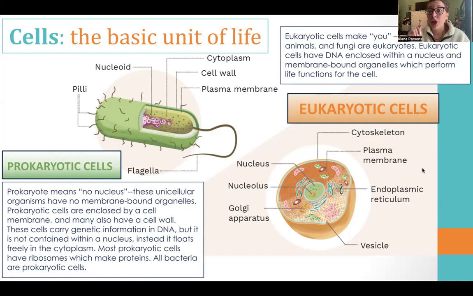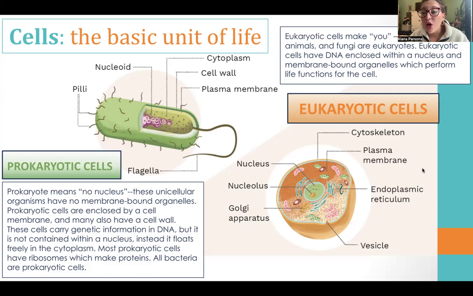Eukaryotic cells make you. So that's how you can remember prokaryotic, protocell, early cell, eukaryote, you. You are like an animal cell. You are an animal. You are a eukaryote. So are plants and fungi. Eukaryotic cells have DNA enclosed within a nucleus. So that's what differentiates prokaryotes from eukaryotes. Prokaryotes have no nucleus. Eukaryotes have DNA within that nucleus, which also has a membrane.